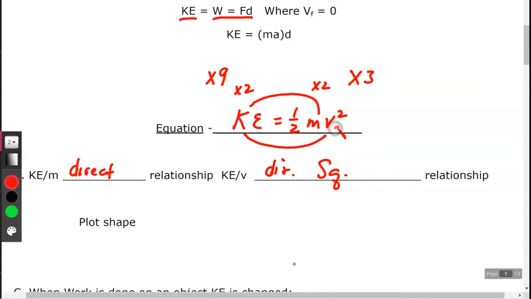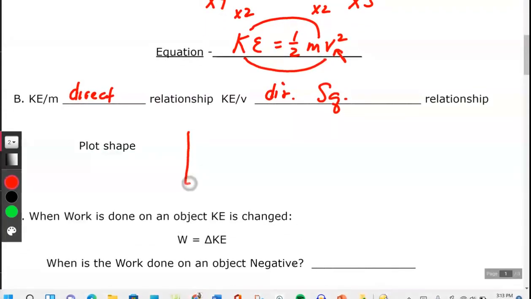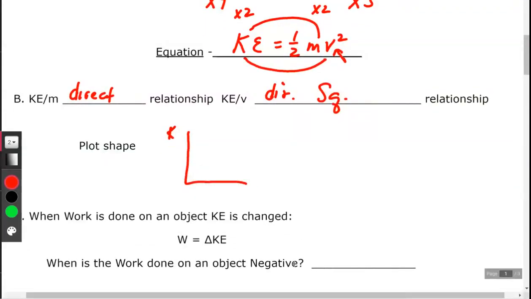Anything you do to a squared variable. Double would be 4 times the kinetic energy. 4 times the velocity would be 16 times the kinetic energy. That's the direct square. The plot of kinetic energy and mass, being that it's direct, would look like this. And kinetic energy and velocity would have a different shape because that's a direct square. That would be a second order exponential plot. It'd be curved.